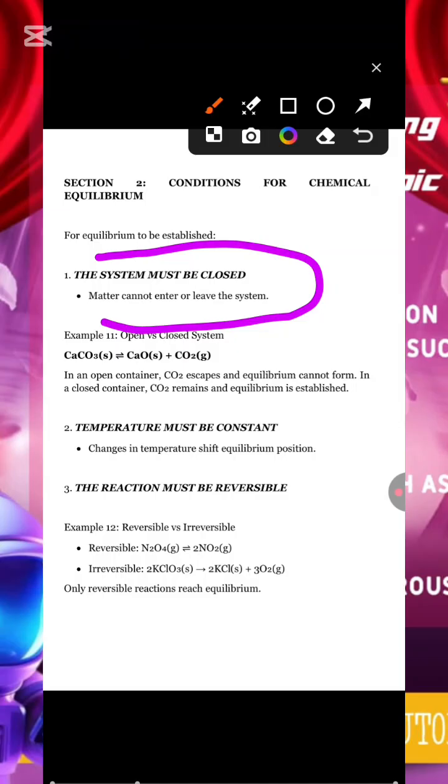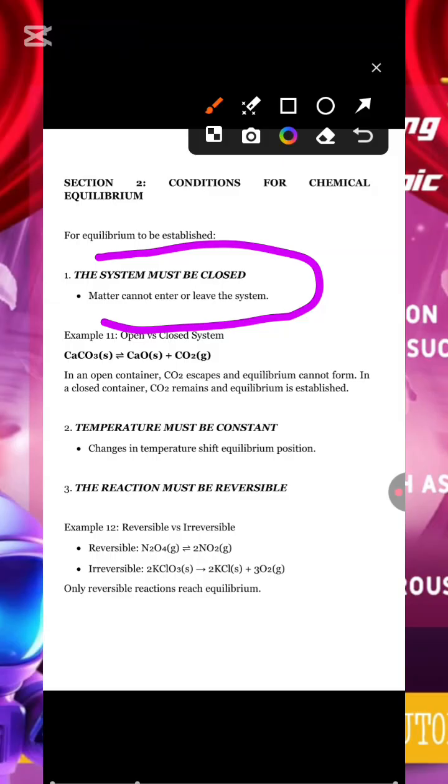If it is in a closed system, no reactant or product can escape. But if it is an open system, some reactants or products will escape, and once they escape, the reaction will stop. For the reaction to continue, all the reactants and products must be trapped in a closed system. So the first condition you must always remember is that it must happen in a closed system.